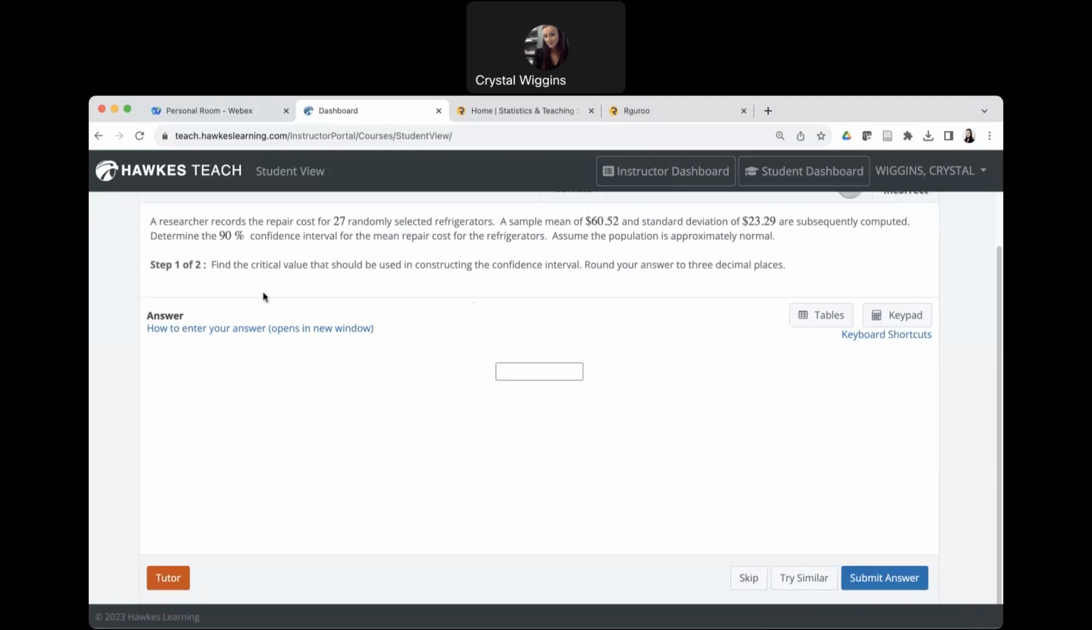Now we need to decide this critical value that they want us to find. Is it a z coming from a normally distributed curve, the standard normal curve? Or am I finding a critical value that's a t coming from a t distribution? Again, to decide which curve you are pulling your critical values from, it has everything to do with the standard deviation. In this case, because we were only given the sample standard deviation S, that means that we need to use a t distribution curve.